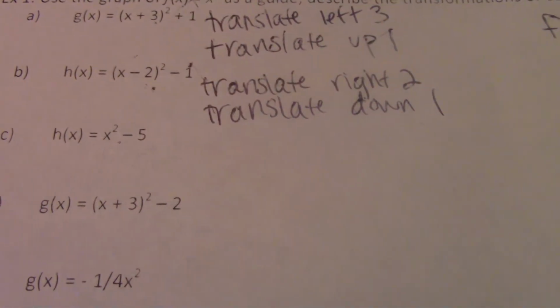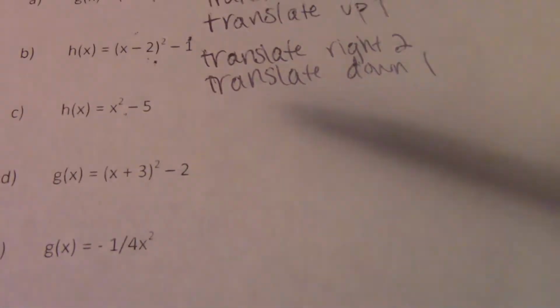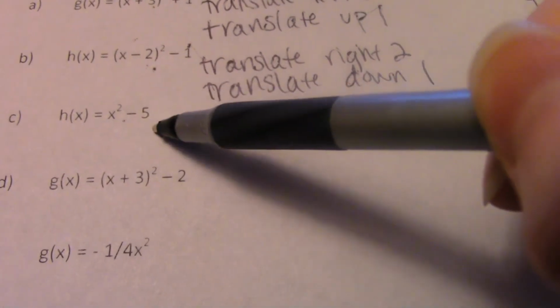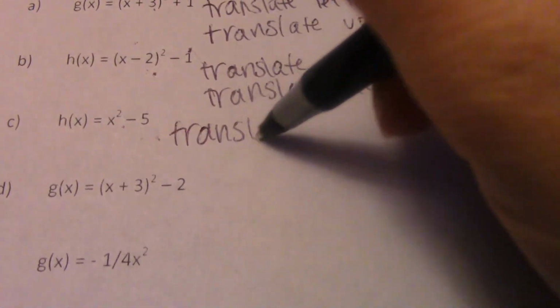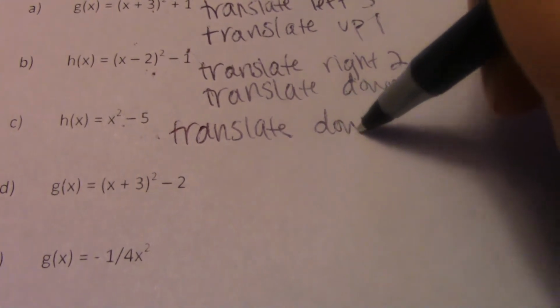Now this does not have a number inside the parentheses, right? So that means that h is 0. There's no parentheses. So it's just going to move that negative 5. Since it's on the outside, it's just going to translate down 5.